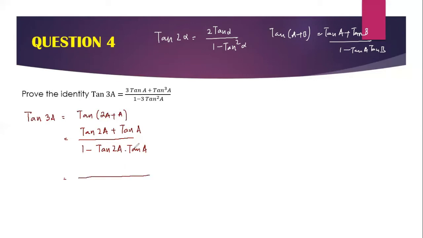So what about tangent 2A? We have to open the tangent 2A: 2 tangent A over 1 minus tangent square A, close the bracket, plus tangent A. And denominator 1 minus, open the bracket, 2 tangent A over 1 minus tangent square A, right? Times tangent A.